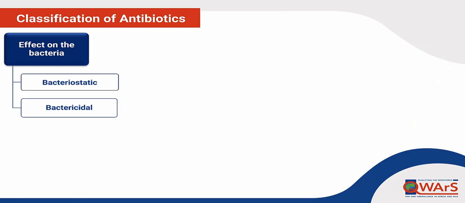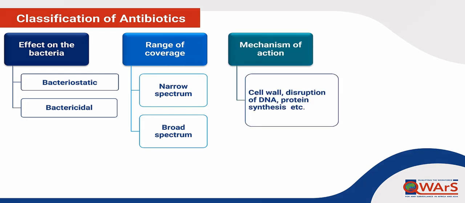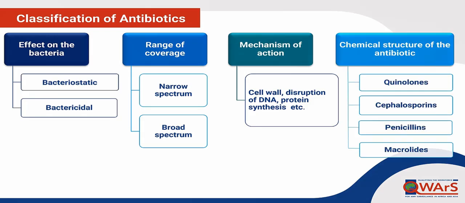The effect of the antibiotic on the bacteria, and this can be bacteriostatic, for example, tetracyclines, or bactericidal, such as cephalosporins. 2. The range of coverage, which can be narrow or broad. 3. The mechanism of action on the bacteria. And lastly, the chemical structure, which can be based on antibacterial agents. Understanding antibiotic classes helps us select the appropriate drugs that are more likely to be effective against an infection.